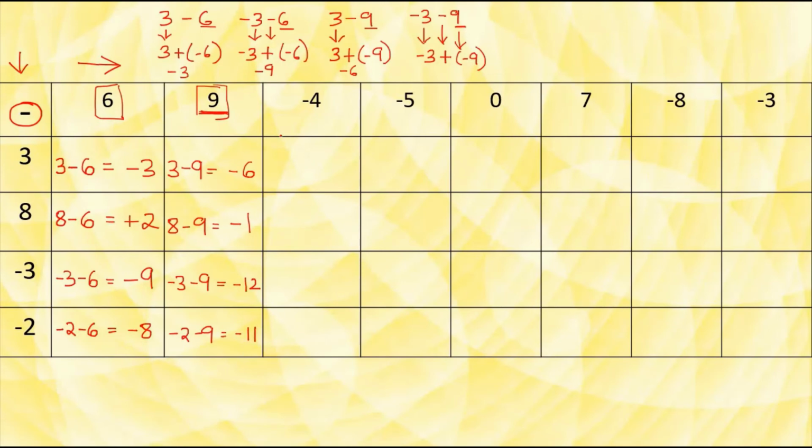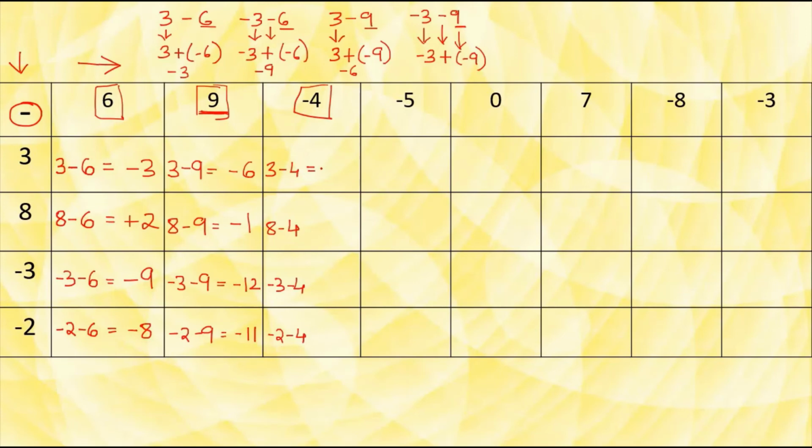Okay. Now, the next column for minus 4. At the top, we have minus 4. So, let's begin. First, we will write down the sum and then we will solve. 3 minus 4. 8 minus 4. Minus 3 minus 4. And minus 2 minus 4. So we will quickly start solving. We are supposed to solve it in the same way as we did before.